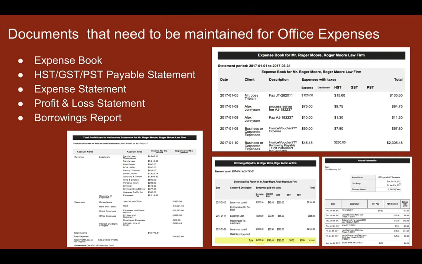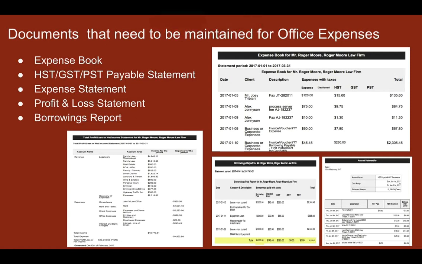Similarly, for the office expenses too, you have some documents that show very clearly what the expenses input are, what the HST or GST payable is, and the expense statement, profit and loss statement, and lastly, the borrowings report. All of these statements show you information such as whether borrowings were paid or whether a method of payment is missing. So you can immediately track it down and enter it so that you have all of the description entered in there.